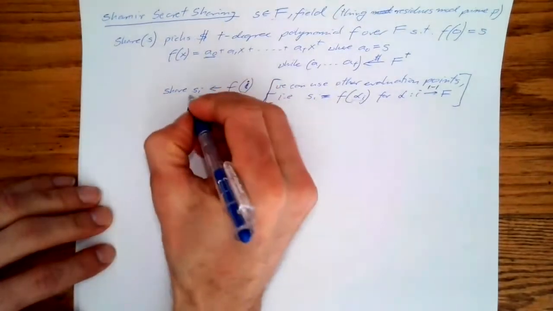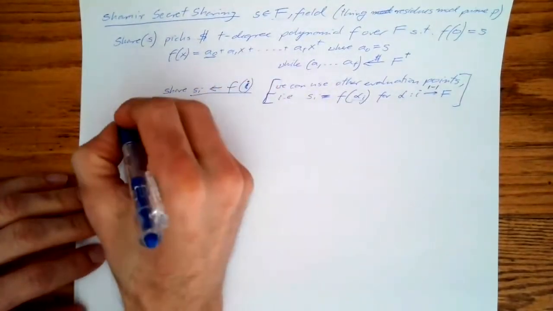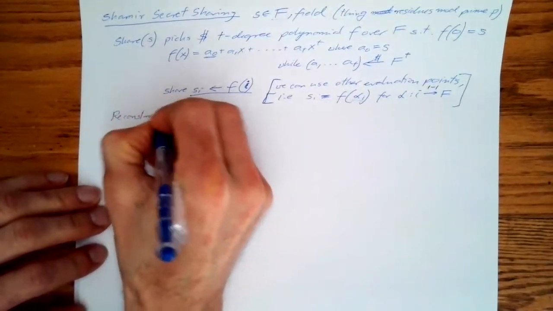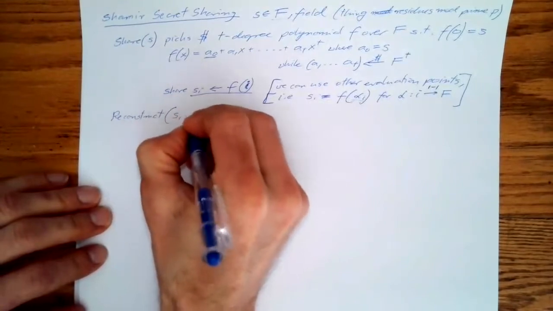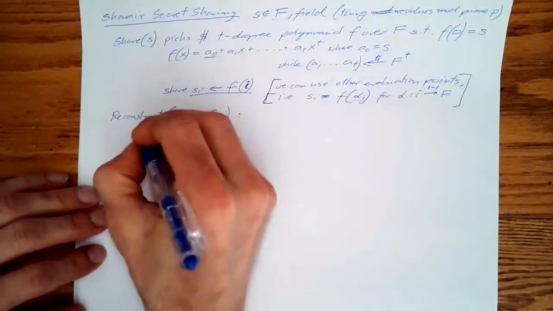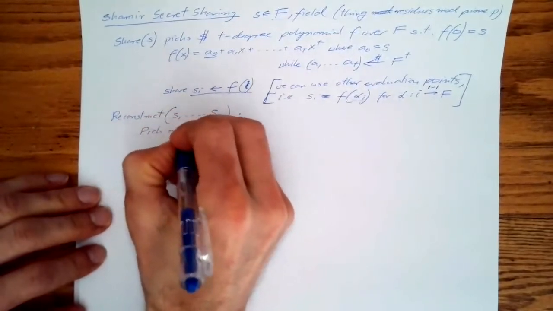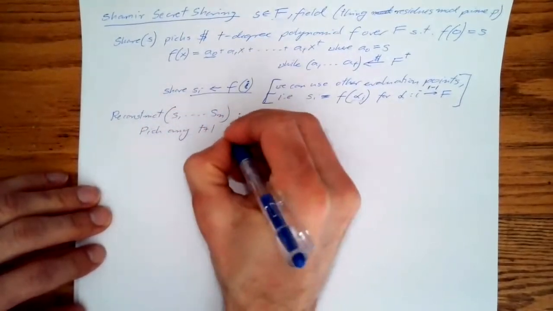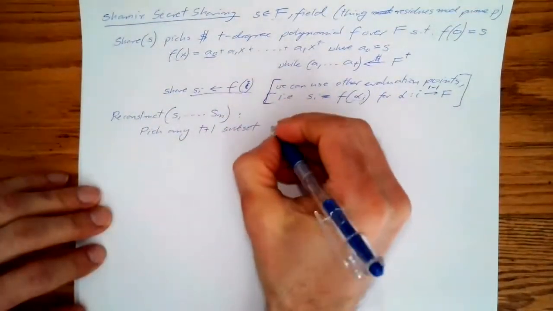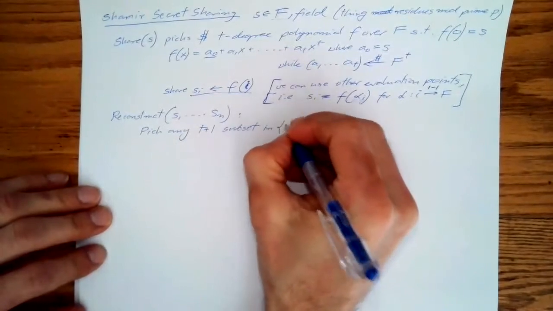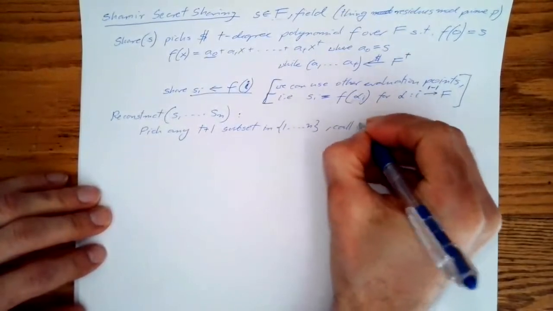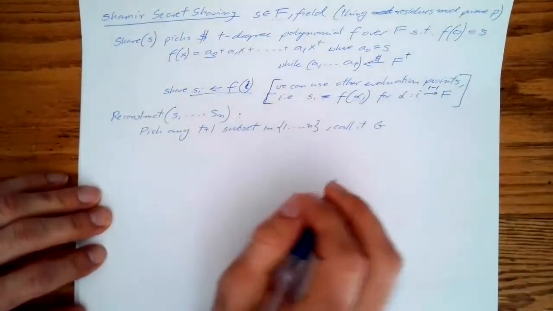So that's it. Okay, that's how you choose your shares. Now, what about the reconstruct algorithm? So reconstruct takes all these shares evaluated in this way, right? And what does it do? Pick any t+1 subset of indices. Call it the good set, okay?